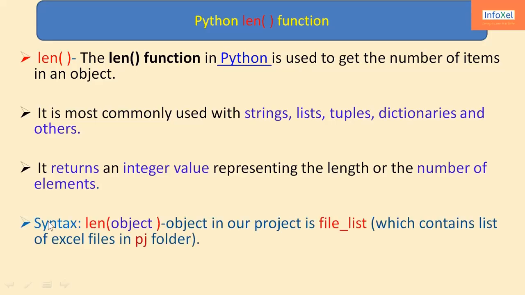So what is the syntax for this len function? The syntax is len, and within the brackets you have to mention the object. So what is the object here? The object in our project is file_list. It is a list, which contains the list of Excel files in the PJ folder. So this particular variable file_list contains the list of Excel files in the PJ folder.